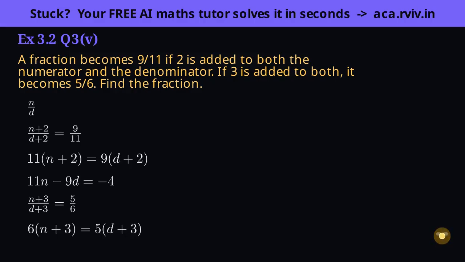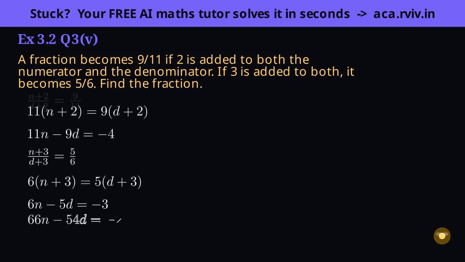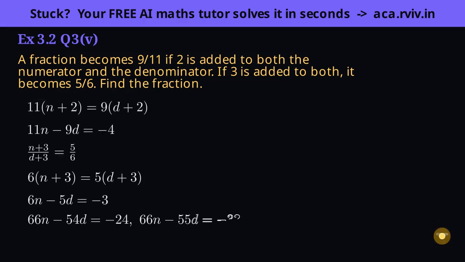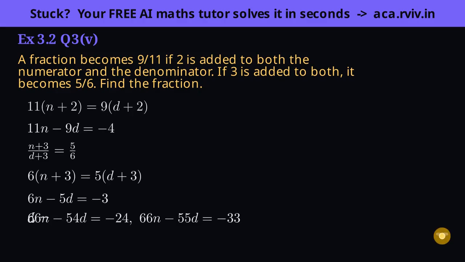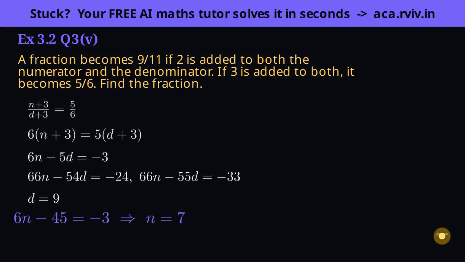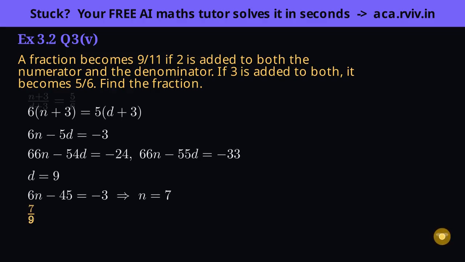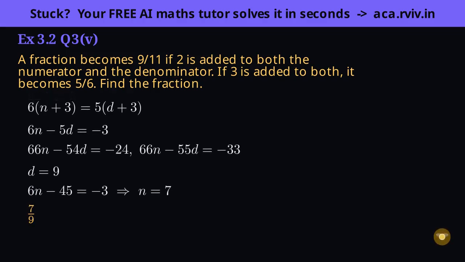Second condition. Cross-multiply. Expand and tidy. Eliminate n. First times 6, second times 11. Subtract to find d. Back substitute for n. Insight: becomes this fraction always means cross-multiply. That turns a ratio into a linear equation.